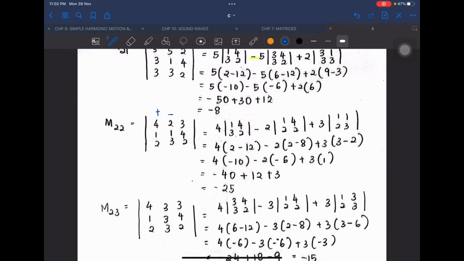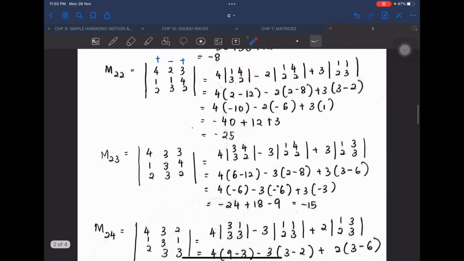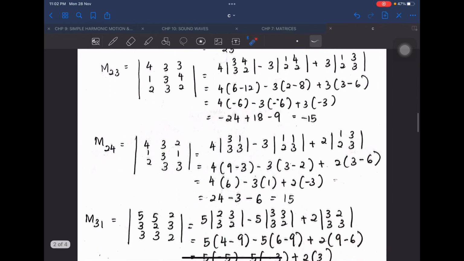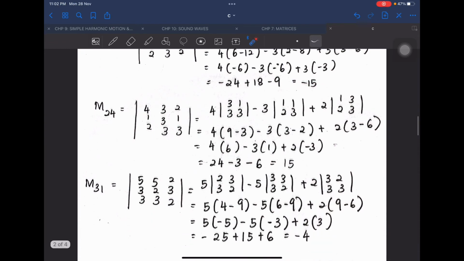And over here is the same thing. Don't forget the negative sign. Negative, negative. So multiply as per usual, we get negative 25. The same for row 2 and column 3, we get negative 15. For row 2 and column 4, we get 15.